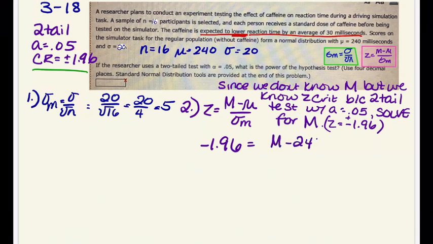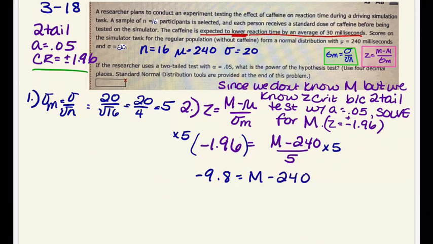And we'll set that equal to the sample mean minus the hypothesized population mean of 240 and divide that by our standard error of 5. And we'll multiply each side by 5 to cancel our 5 on the bottom out. And we end up with a negative 9.8 equals m minus 240. And we'll add 240 to each side. We come up with our sample mean number.